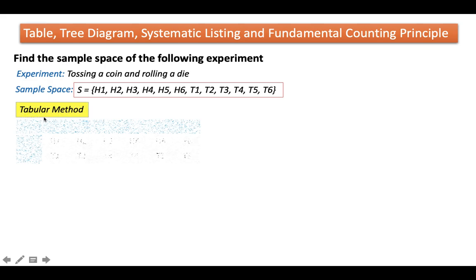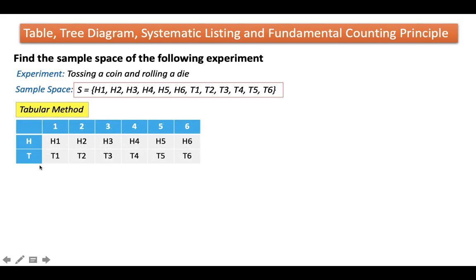You can use a tabular method. It is also called the multiplication table, wherein you can organize the two events. So our two events here are tossing of a coin and rolling a die. The row is the tossing of a coin, heads and tails, and the column represents the number of outcomes in rolling a die. And you can see here all the possible outcomes of this experiment. And the set of these possible outcomes is our sample space.